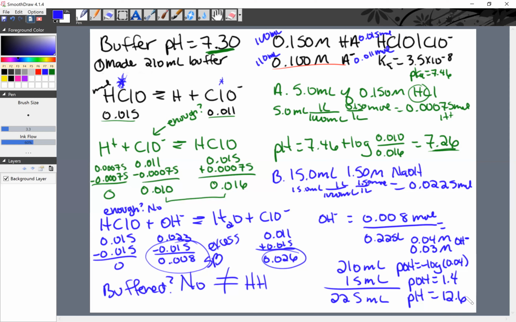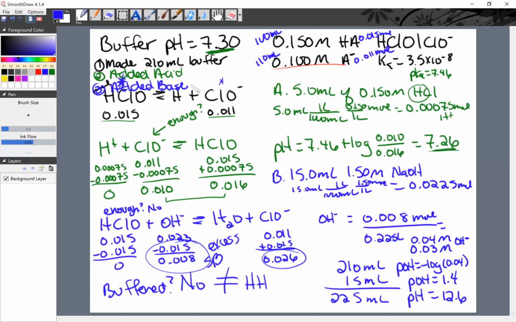All right, so we just went over making the buffer, and then we used it. Where should I write this? And then in green, we added acid, and in blue, we added base. And in each case, we then figured out what the pH was. So we created it, and then we used it.